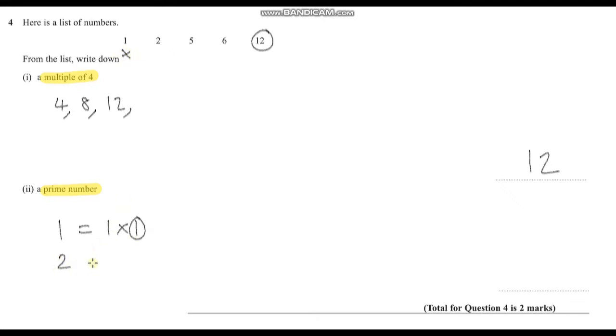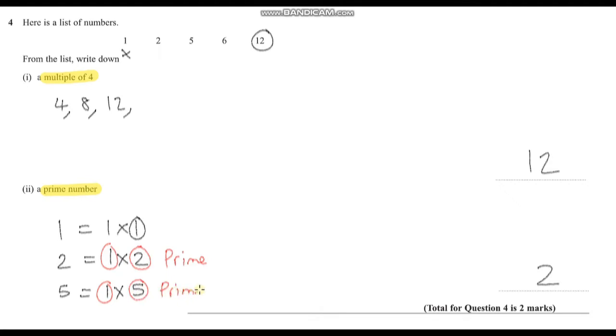Is 2 prime? Well, the factors of 2 are 1 and 2. And that's it. There's no other factors of 2. So let me just circle that. We've got 2 factors. So this is prime. So our answer is going to be 2. Let's just check the other ones. So 5, well, the factors of 5 are 1 and 5, 1 times 5. And again, that's all the factors. So actually 5 is also prime.